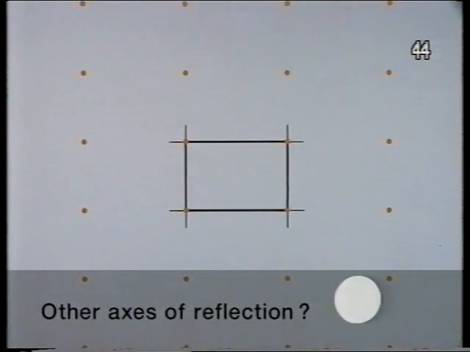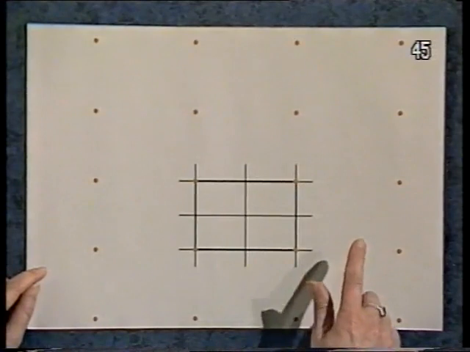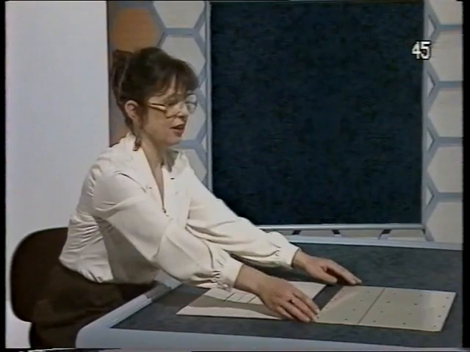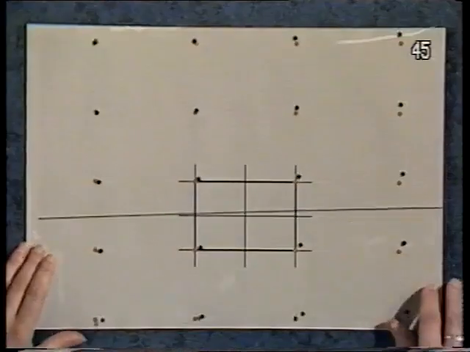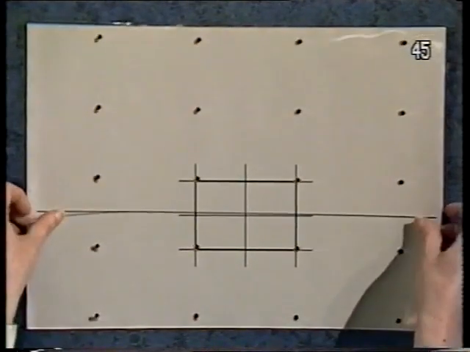Is that all? Can you think of any other axes of reflection? There are axes of reflection midway between those we've already observed. Let me demonstrate one. For example, reflection in the horizontal line through the middle of the parallelogram. I've marked the axis on the overlay. Now, reflect in this axis.